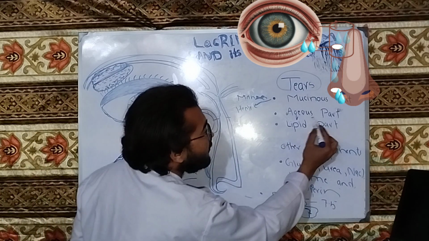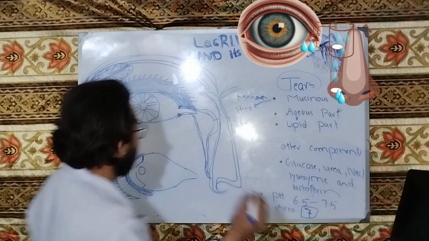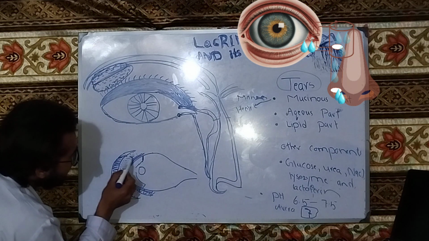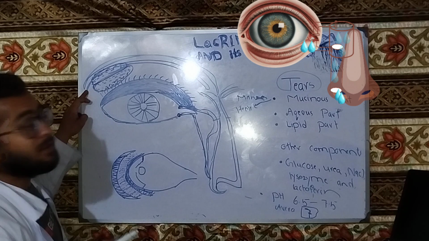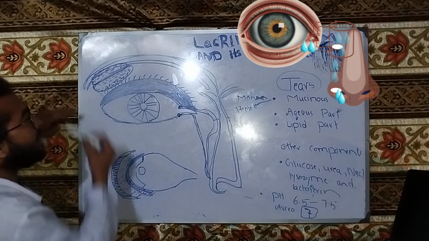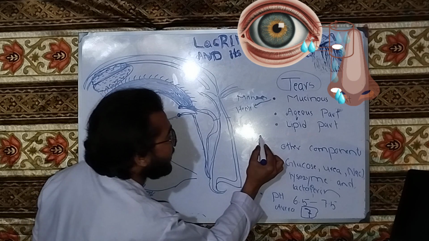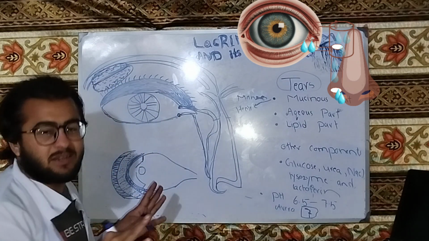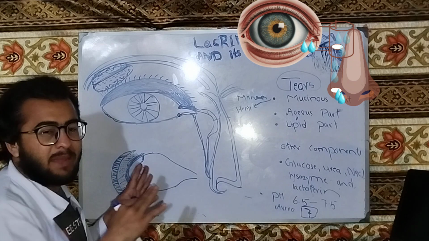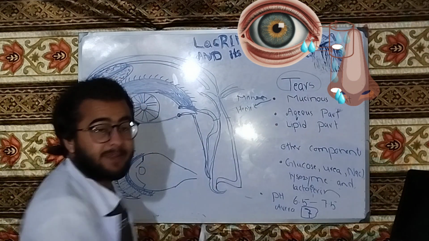Now the next part, which is the thickest: 90% of the tear is composed of the aqueous part. This is secreted by the lacrimal glands, the main lacrimal gland and the accessory lacrimal glands. Accessory lacrimal glands are also present in the structure of the conjunctiva. We will discuss all these glands. They are present mainly in the conjunctiva, the accessory lacrimal glands and these Manz and Henle.